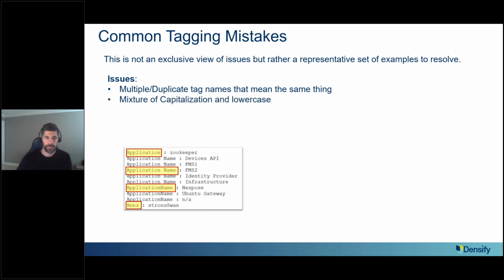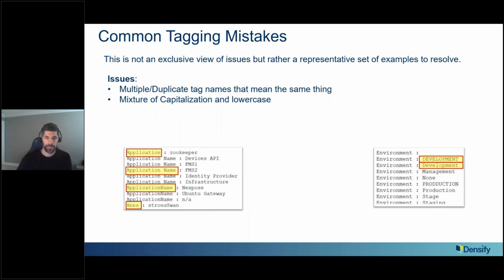The other common mistake that we see is a combination of different uppercase and lowercase letters. Again, depending on your reporting tools, it may not understand the differences, and most likely won't understand the differences, between capitalization and non. So it's best to standardize on lowercase, even on the tag name. Lowercase is always the easiest to use. If you have to use uppercase, that's fine, but we definitely recommend starting with the first letter capital, everything else lowercase.